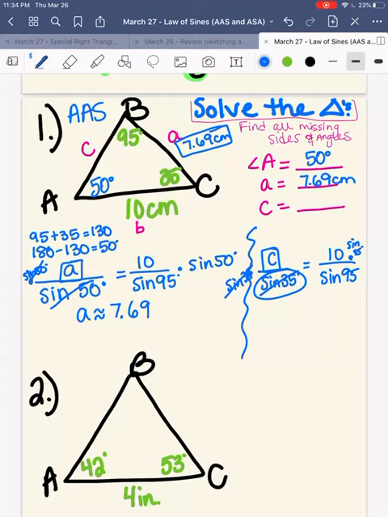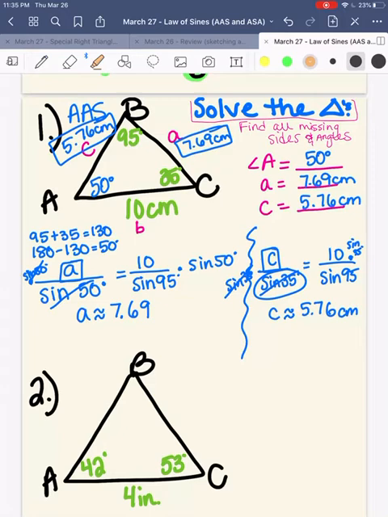All right, so let's type it in and see what we get. So C, we're going to type in 10 divided by sine 95. We already did that on the last one. You should get 10.0381 blah. Then times that by sine 35. And you should get 5.76 because the 7 is going to make the 5 round up. Okay, we're done.